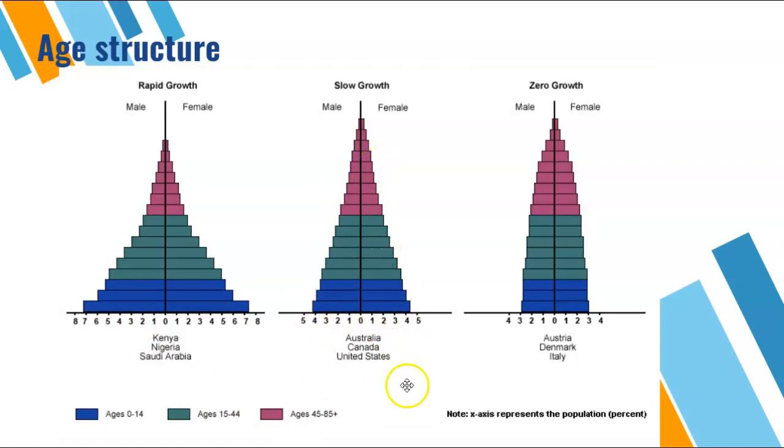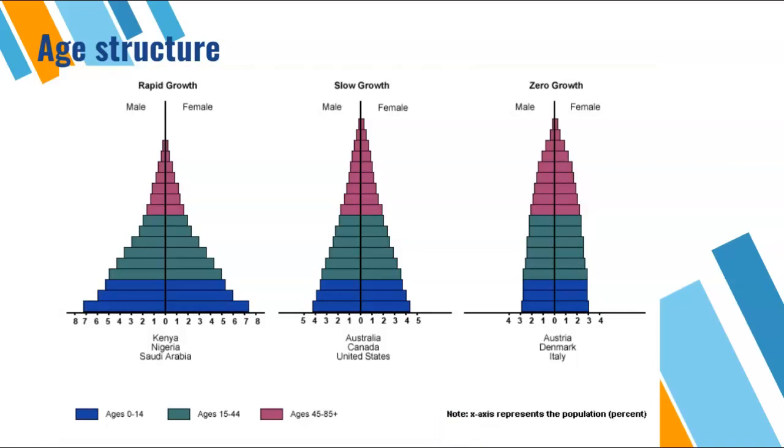Okay, and here's some countries. The US is in the slow growth model. And then the zero growth model is essentially that you have the same amount of old people as you have young people, which means, roughly, for every person that dies, there's going to be one born, so you're not going to have any growth there. Okay, and here are some countries that are in this type of growth model.